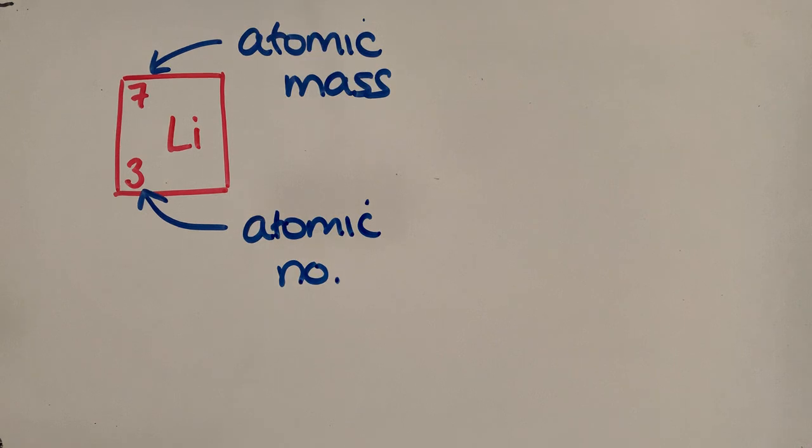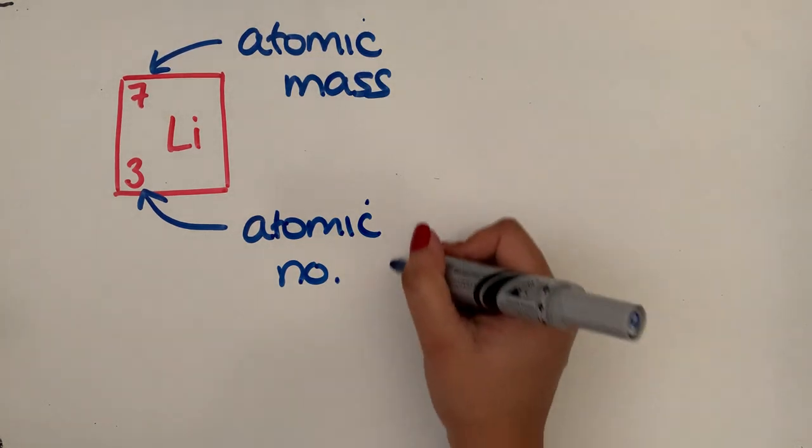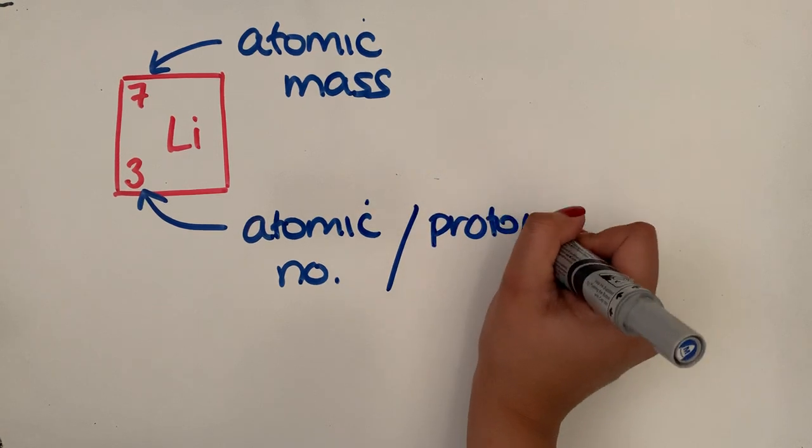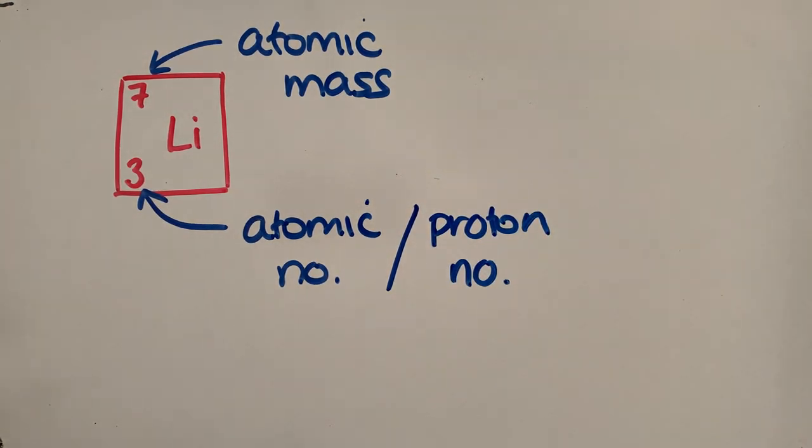These can be given different names. The atomic number, you'll sometimes hear people or me referring to it as the proton number. That essentially is telling us how many protons lithium has. So the atomic number or the proton number tells us that lithium has 3 protons. Within the center we have 3 protons, so I'm just going to draw 3 P's, and that's the number of protons it has.